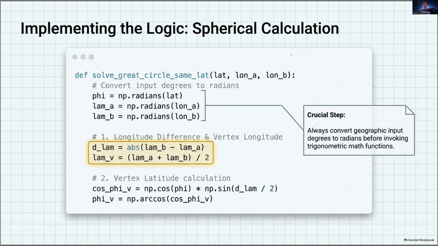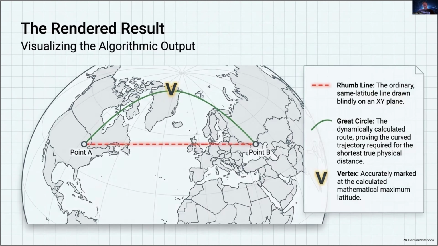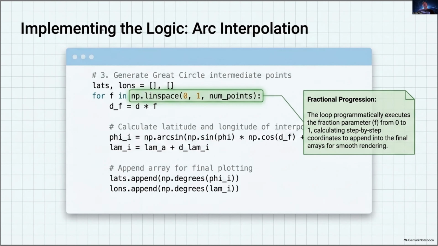Implementing the logic, spherical calculation with Python. Then making the program showing up. Implementing the logic of arc interpolation, fractional progression: the loop programmatically executes the fraction parameter from 0 to 1, populating step by step the coordinate array for smooth rendering.